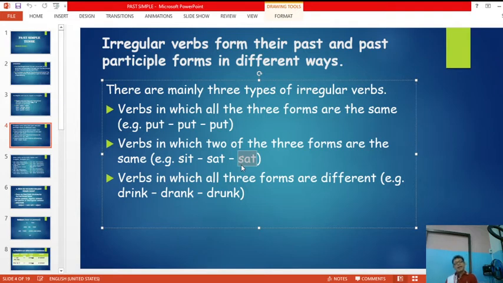The other type of verb is this one, where they change. From the base form drink, it becomes the past tense drank, and the past participle becomes drunk. So that is what I'm trying to say about the three types of irregular verbs. Okay, let's move on.